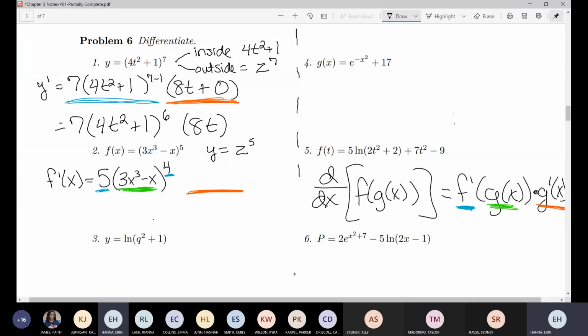So now I've got to take the derivative of the inside. So it's the derivative of 3x cubed. The 3 comes along for the ride. You bring the power down. The 3 times the 3 that you bring down will give you a 9x squared, minus the derivative of x, which is just 1.